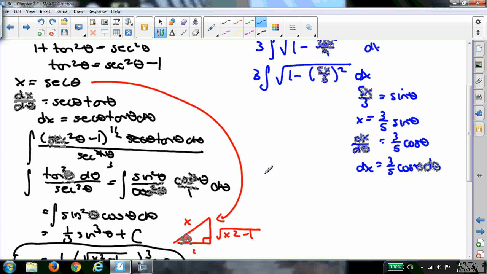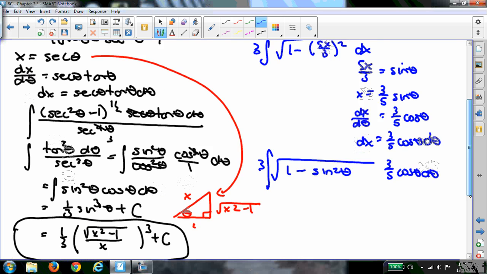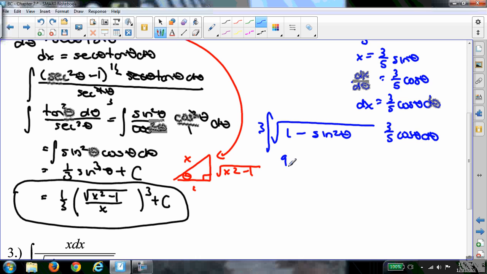Alright, so substituting in, I have 3 square root of 1 minus sine squared. I need an integral sign. My dx is 3/5 cosine theta d theta. Simplifying that, you get 9/5. 1 minus sine squared, I'm sorry, is cosine squared, but square rooted is cosine. I have another cosine. So that becomes cosine squared theta d theta.